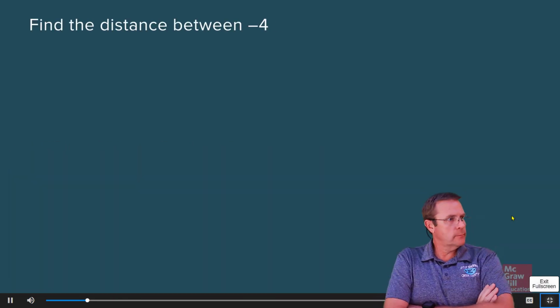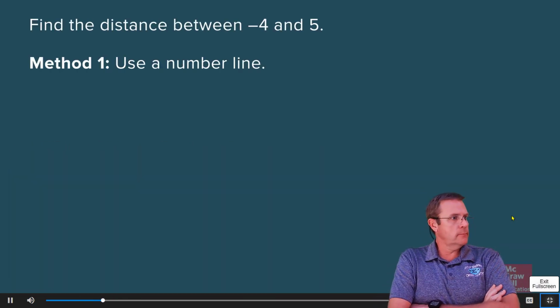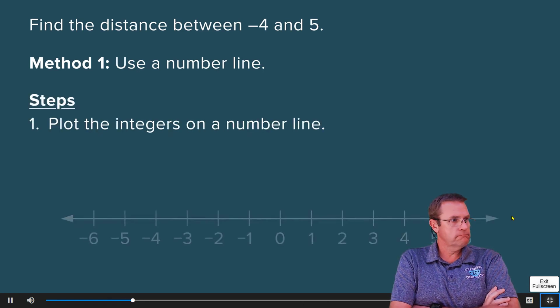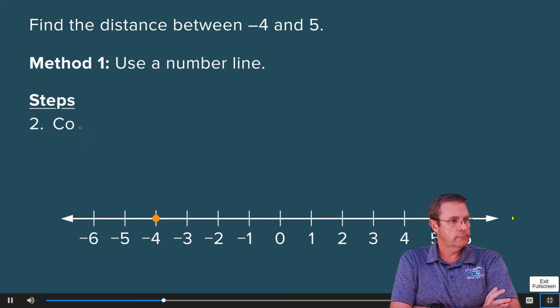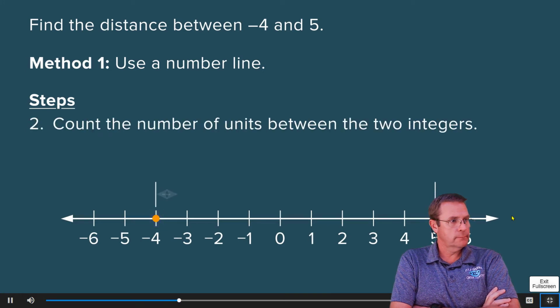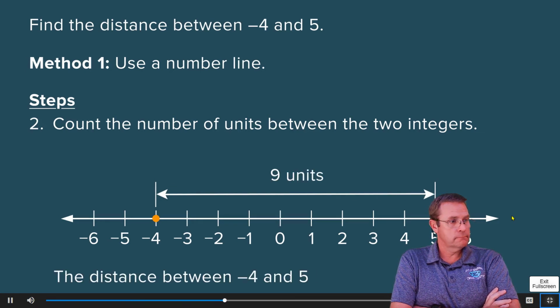One way to find the distance between two integers is by using a number line. Start by plotting the two integers on the number line. Next, count the number of units between the integers. Counting the number of units shows that the distance between -4 and 5 is 9 units.